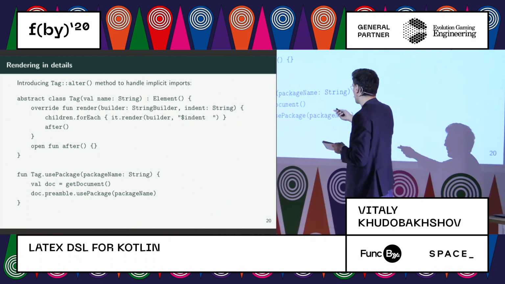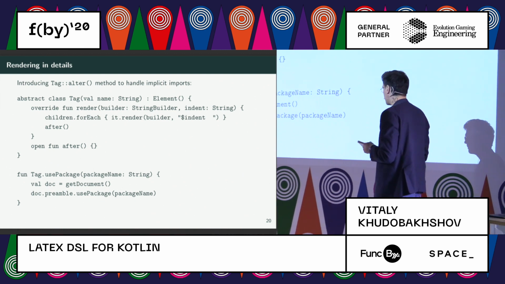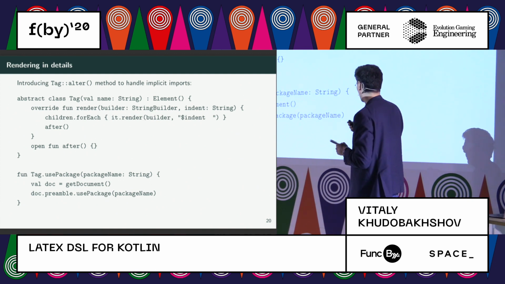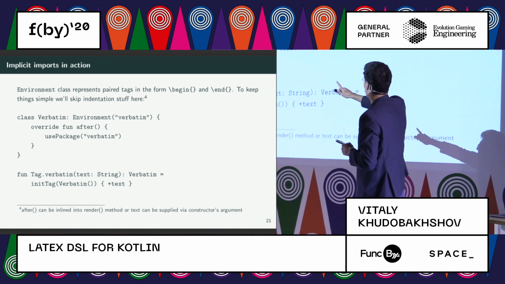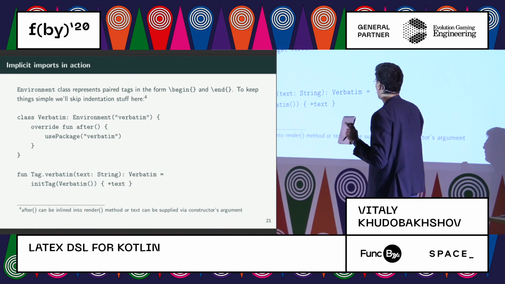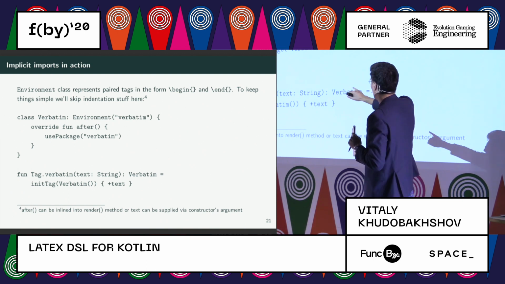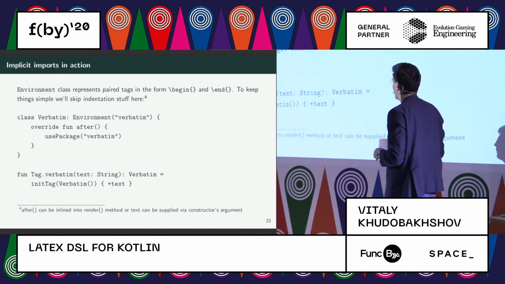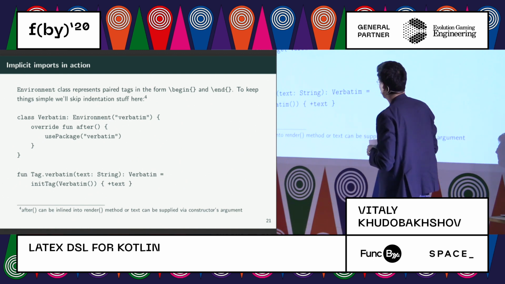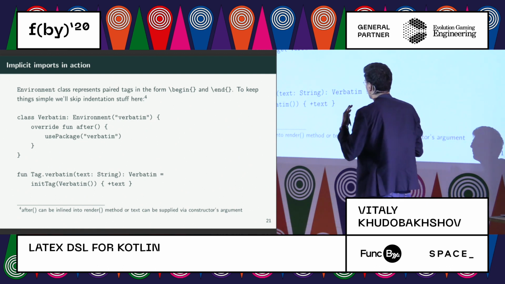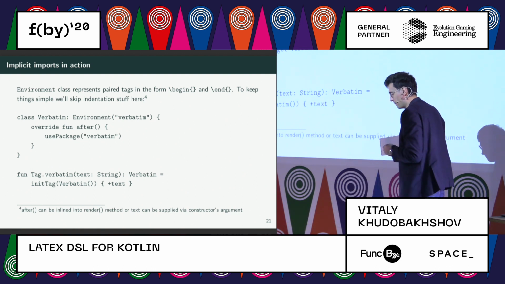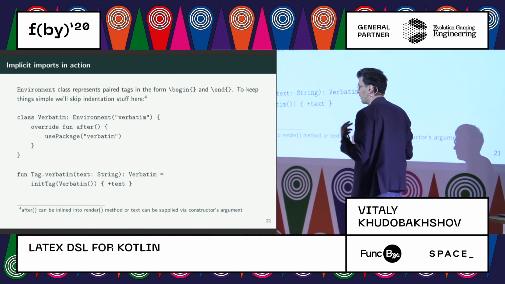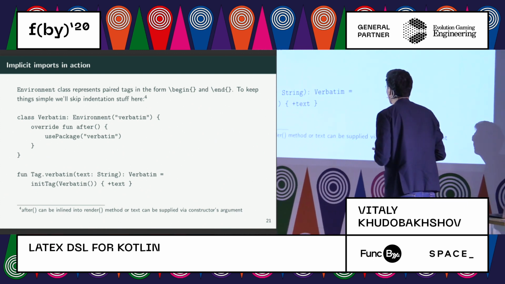So let's add the use package extension method to provide access to preamble from any tag, and after that we will be able to add use package tag from any point of our document by calling and overriding the after method in our class. So environment class represents here a paired tag in the form of begin and end. For example, document itself is environment, frame is environment, and so on. I hope almost all of us are familiar with it.